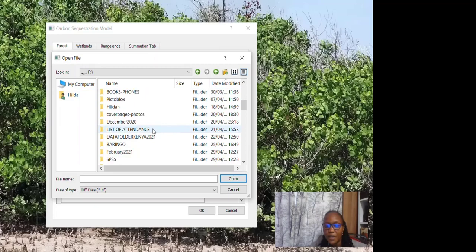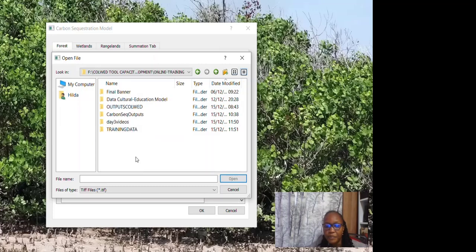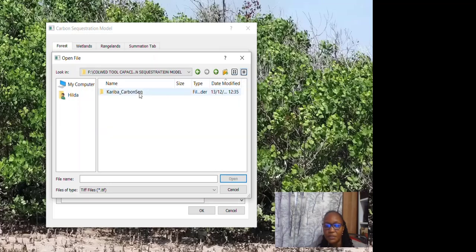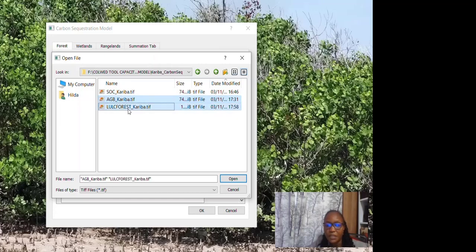Go to the file where you have stored your data sets. The training data, that is where I've stored my data sets. The first one there is the carbon sequestration model, the Kariba data. Remember we said we are dealing with the Kariba landscapes to see what we can get. So we will load the above ground biomass and the LULUCF. Make sure you load these two data sets at the same time.